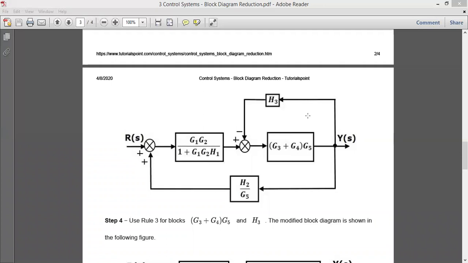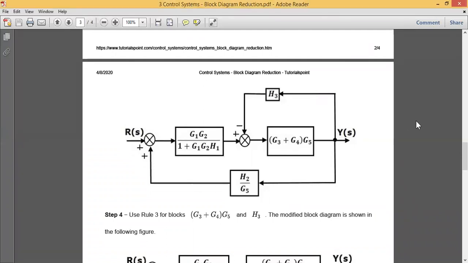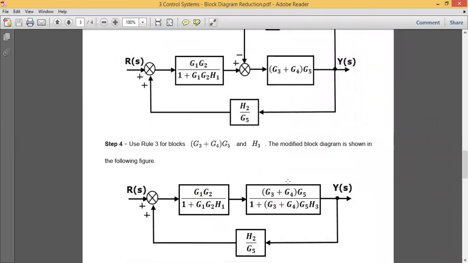So I should remove this feedback, then make it one block. So how this is, it is here. So what is the general expression for feedback? It is G of s divided by 1 plus G of s into H of s. So what is G of s?